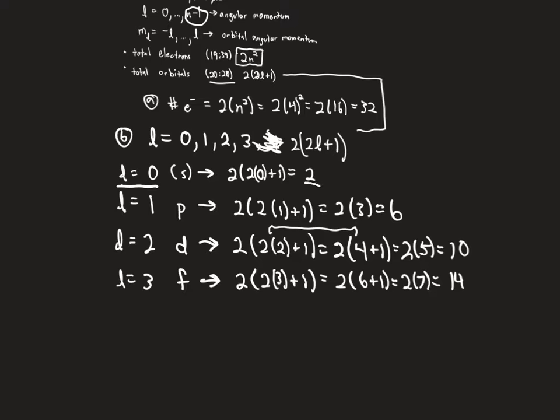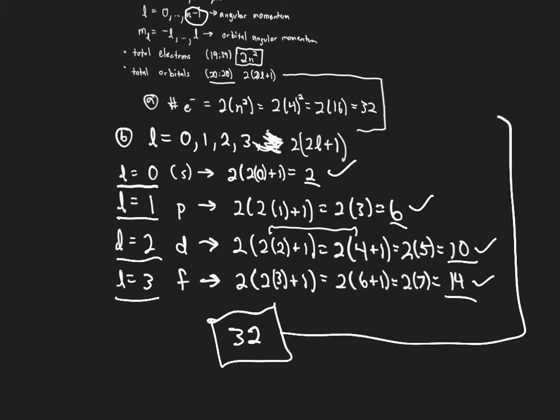Subshell 0 can have 2, subshell 1 can have 6, subshell 2 can have 10, subshell 3 can have 14. And if I add all these numbers together, 10 plus 14 plus 6 plus 2, that gives me 32, which is the total number of electrons I can have in my atom in that n equals 4 state from the very first part of the problem. So that is how you do problem number 44.